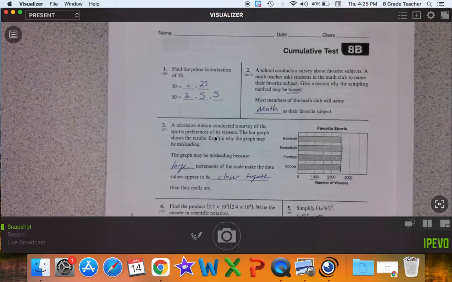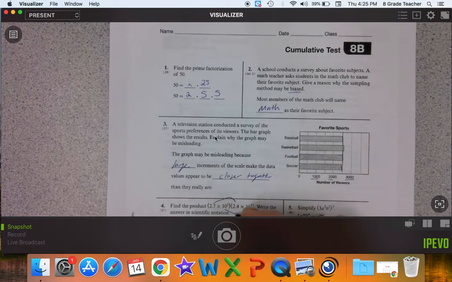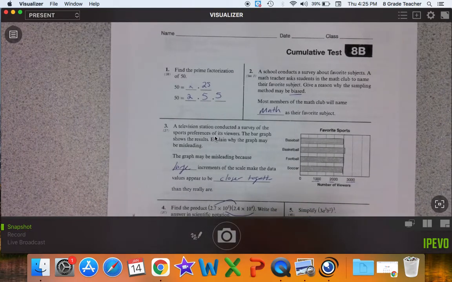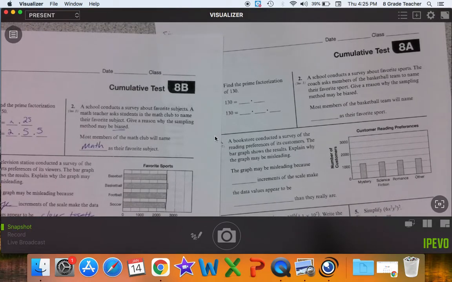Number four, find the product 2.7 times 10 to the third times 2.4 times 10 to the fourth. Write this answer in scientific notation. To do this, you're going to multiply both of the decimals here, and then your product of exponents property means you can add those two things together, so you get 10 to the 7th. Then you simply have 2.7 times 2.4, which is going to give you 6.48. Multiply the decimals. Product property of exponents, take the two bases, add the exponents up.